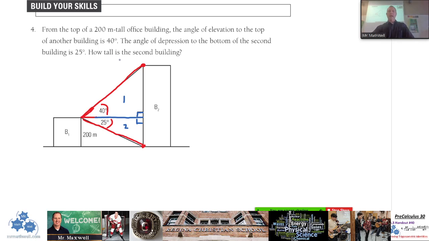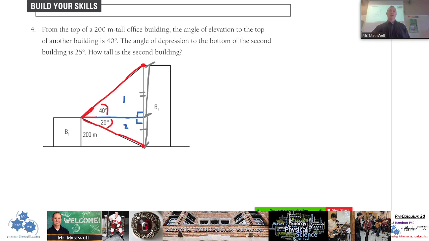The question says, how tall is the second building? So how tall is the second building? Well, what we're going to need to do is find probably this side and this side of these two triangles. Okay? So can we do that?